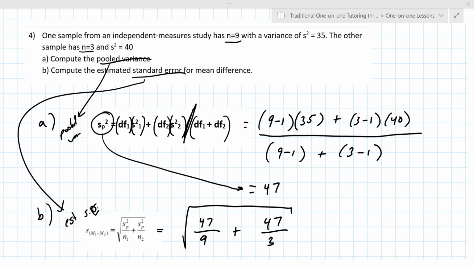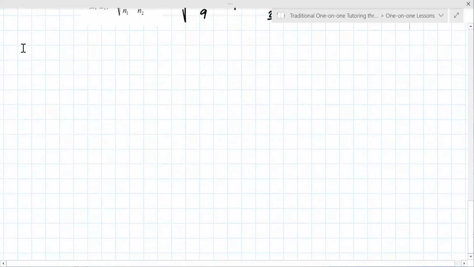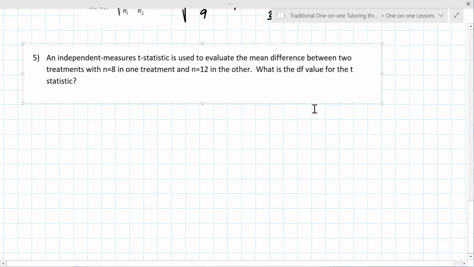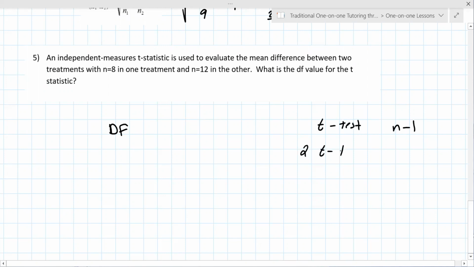Okay, so let's go to number 5 here. One of the things that I think would be really common to ask on an exam is they give you a question, they ask for the degrees of freedom. And in short, if it's a t-test, it's n-1, but now you're doing a 2 t-test. And that's what it's asking for here. So it's n1 plus n2 minus 2.